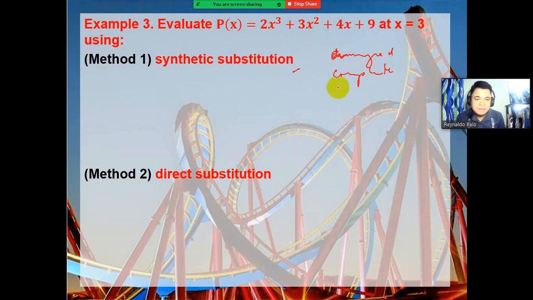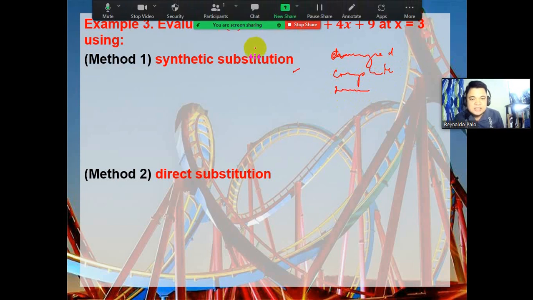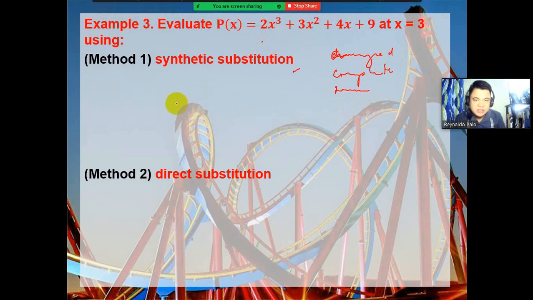And then remove the coefficients. Okay, you can now use the synthetic substitution. Let's analyze this first. Let's inspect if the polynomial function is already arranged in descending order or not. We have p of x equals 2x cubed plus 3x squared plus 4x plus 9. As you can see, the highest degree is 3, cubic, and then 2, 1, 0. So it's arranged in descending order from the highest to the lowest. But the next question, is it complete? Yes. So 3, 2, 1, 0. Therefore it's complete.